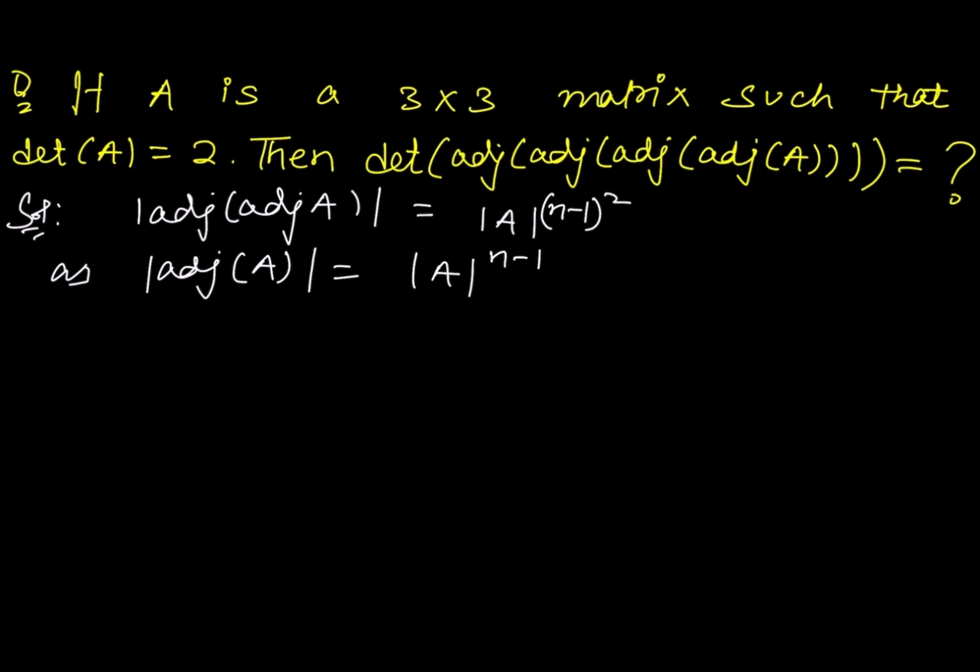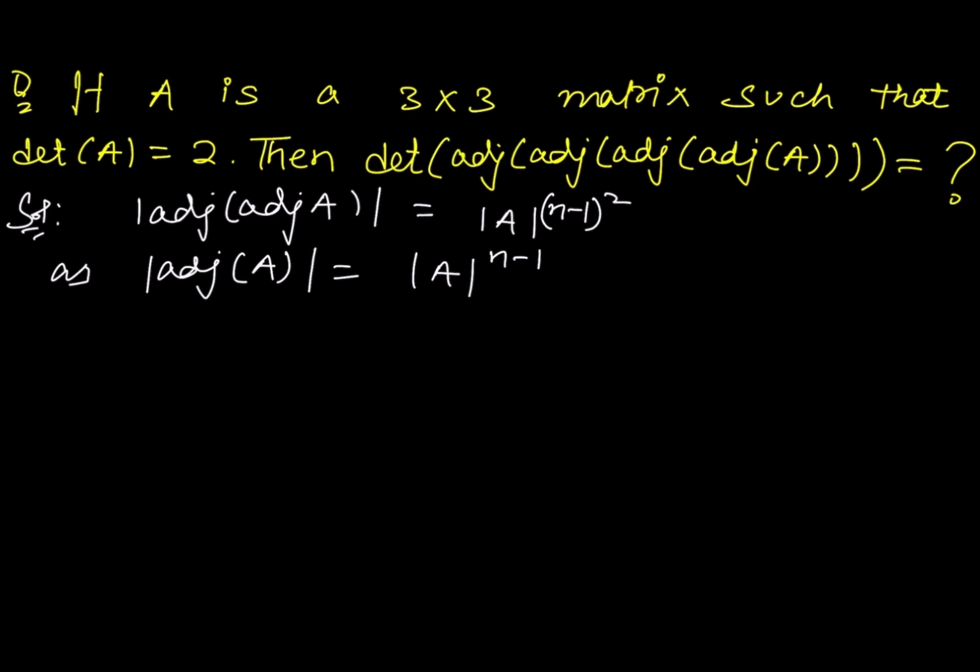See, if in determinant of adjoint A, it is determinant of A whole to the power n minus 1, then I take determinant of adjoint of adjoint A. Then it becomes determinant of A whole to the power n minus 1 whole square. See, in LHS, 2 adjoints are there, and in RHS, it is n minus 1 whole square, right? And if in LHS, inside determinant, there is one adjoint, then power of determinant of A is n minus 1.